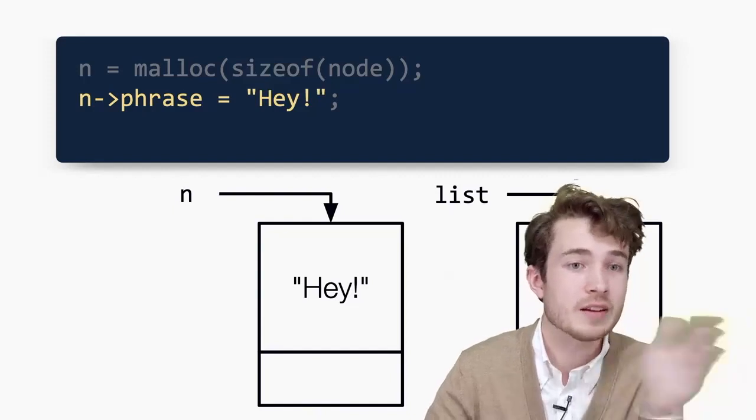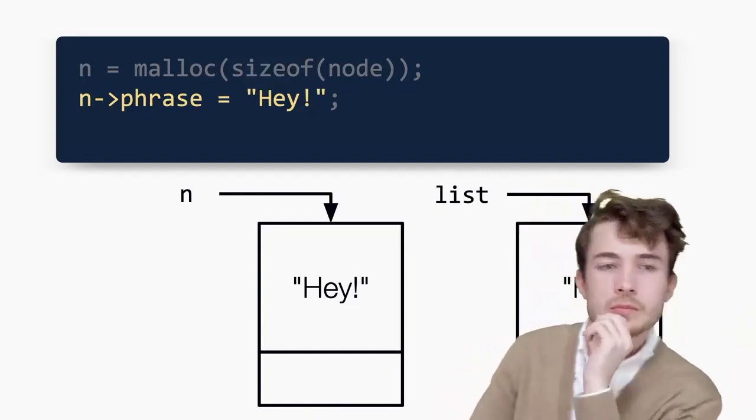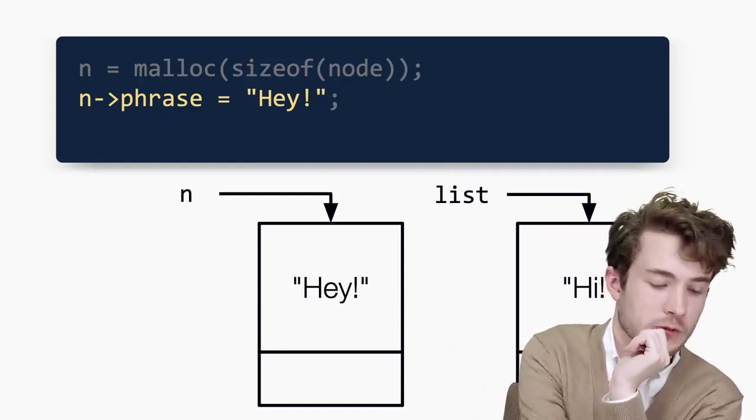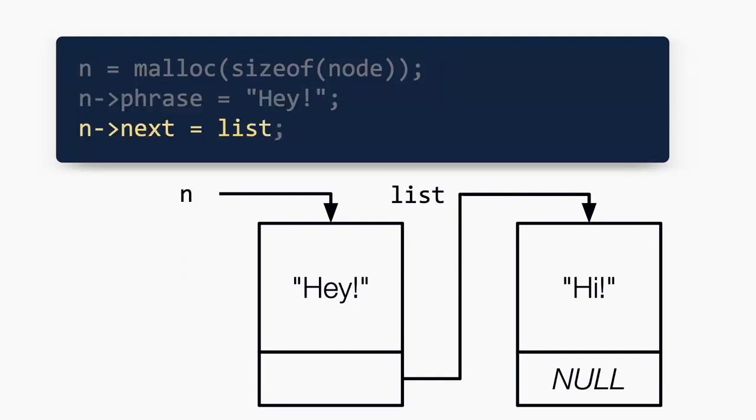We'll say, OK, n arrow phrase gets the value hey. And now we want to say, where should we point n's next pointer to? If we look at this picture here, where should we point n's next pointer? In the chat, if you will. Yeah, to list. So we want to make sure that this new node called n points to the very first node in our list, that being called, well, just list. So here we'll say, OK, n arrow next gets the value list.